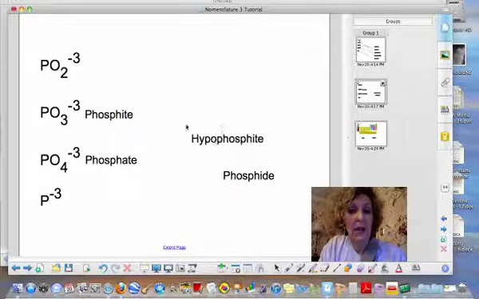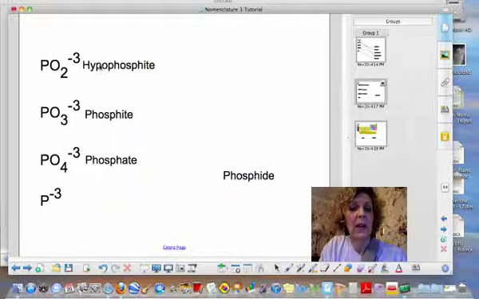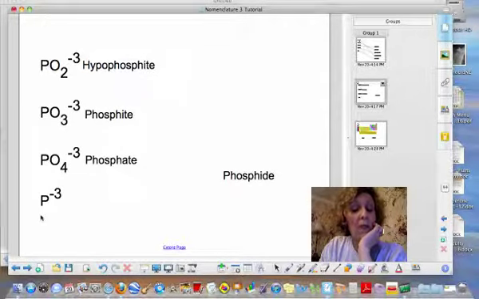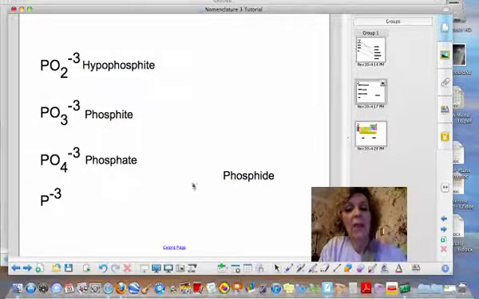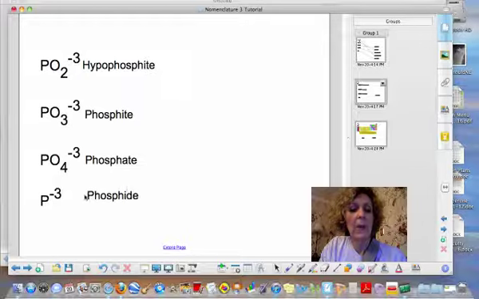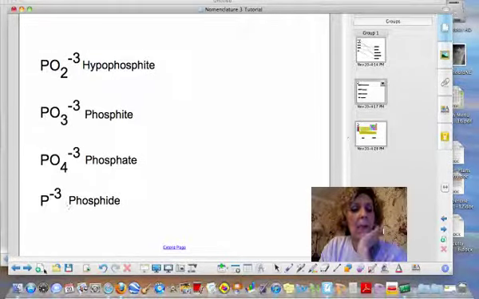Here is 2 less oxygens than the phosphate. So this one is hypophosphite. And there doesn't happen to be a perphosphate. But this one right here is just the plain old anion, just the phosphide. Okay, just the phosphide. All right.